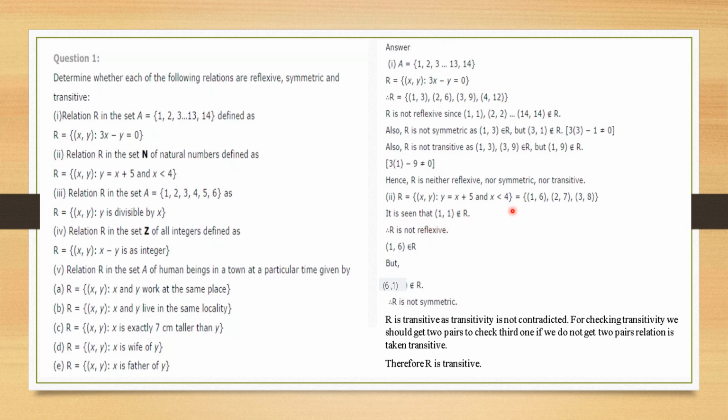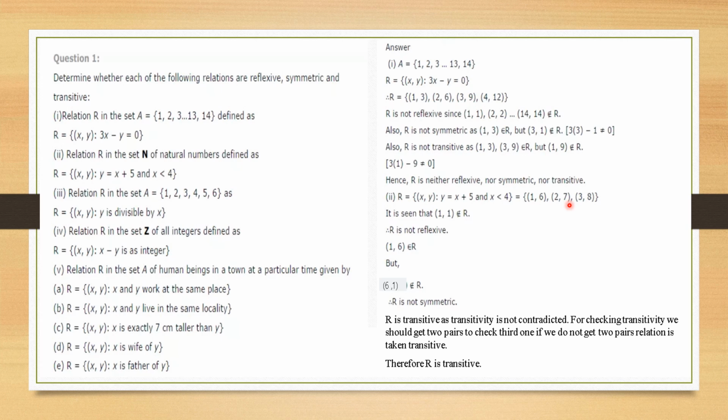For symmetricity, as it is just one example, you require to deny it also. It's not that you will check all. Any one example, if it does not go in favor of this condition, that is also sufficient to conclude whether the relation is following that condition or not. So as (1,6) is belonging to R but (6,1) does not belong to R, it is not symmetric. But a very good way of checking the transitivity is there.